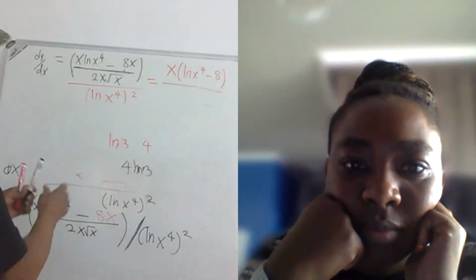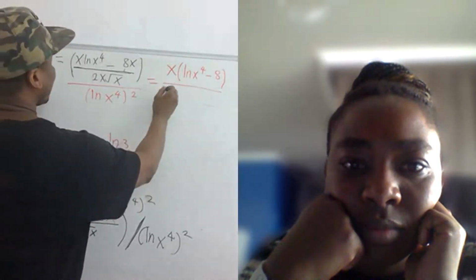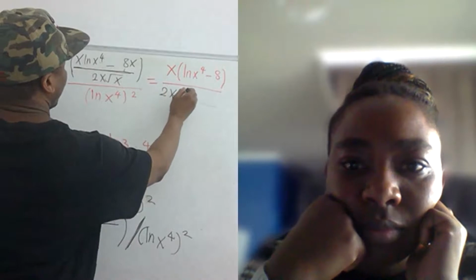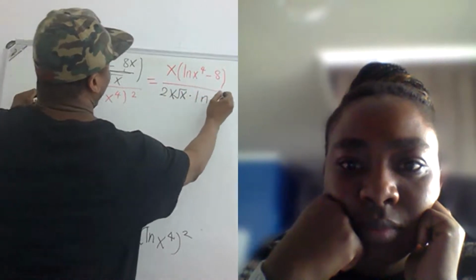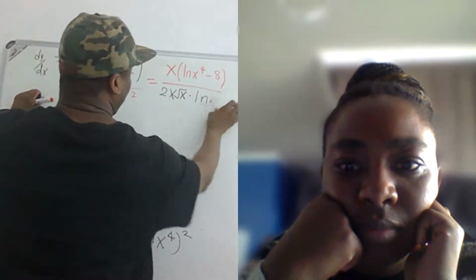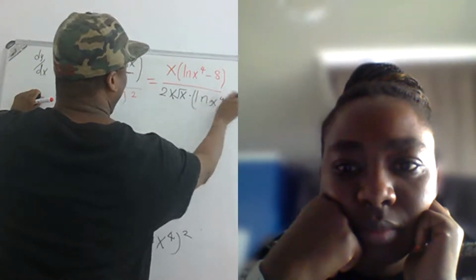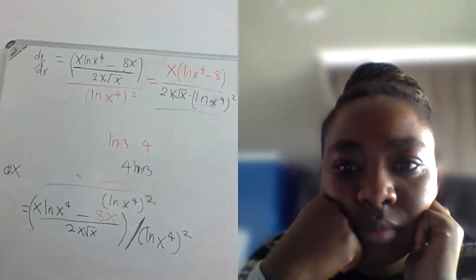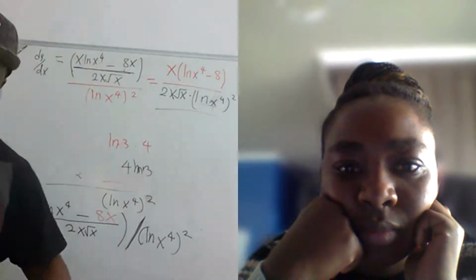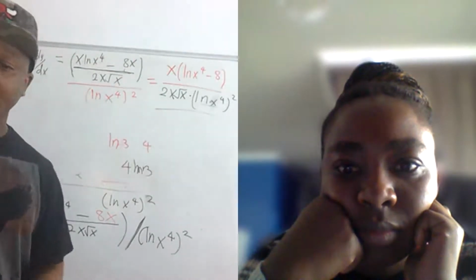So for that case, how am I going to write this? It's going to be 2x square root of x and then ln of 4, or ln of x power 4, and that's going to be the last one, dy dx. Now let's go to the assignment. Let's take our assignment and then we solve it, okay?